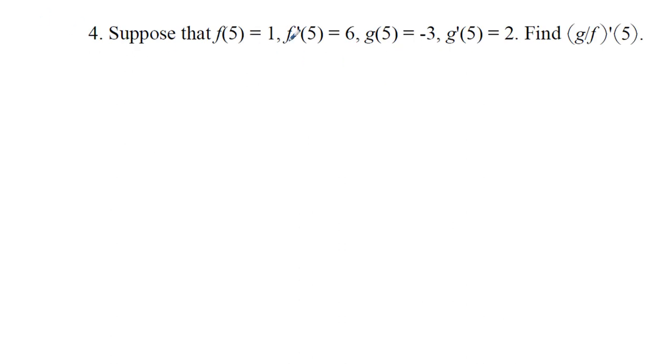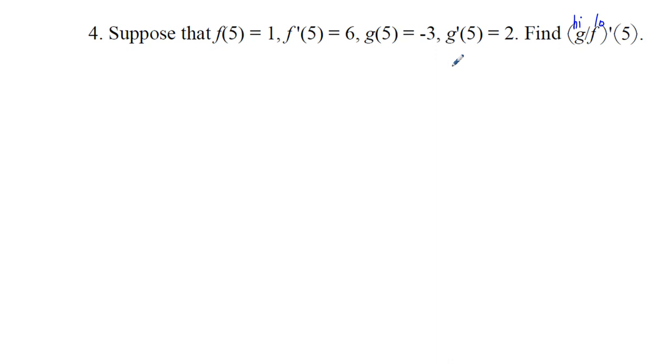Suppose that f of 5 equals 1, f prime of 5 equals 6, g of 5 equals negative 3, g prime of 5 equals 2. Find the quotient of g and f, or g over f prime of 5. And so what we're going to have is g, we're going to define to be in the numerator here as the high, and f in the denominator we'll call the low. And so we're going to just organize this and be able to solve this pretty quickly.